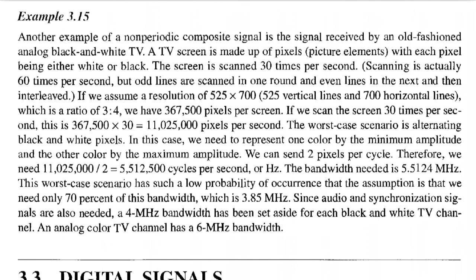367,500 pixels per screen. If we scan the screen 30 times per second, this is 11,025,000 pixels per second. The worst case scenario is alternating black and white pixels. In this case, we need to represent one color by minimum amplitude and the other color by maximum amplitude. We can send 2 pixels per cycle.